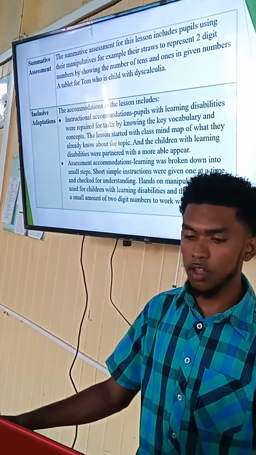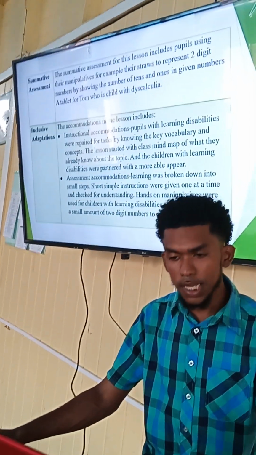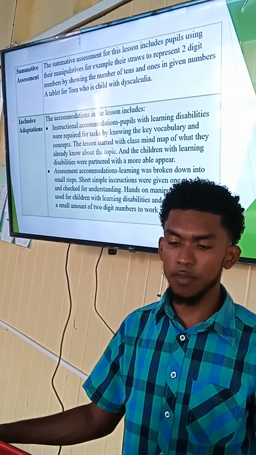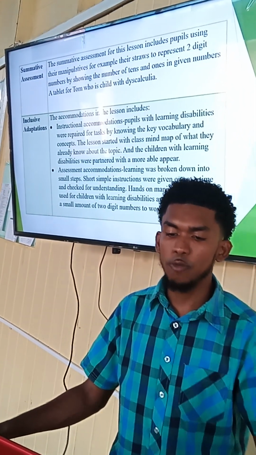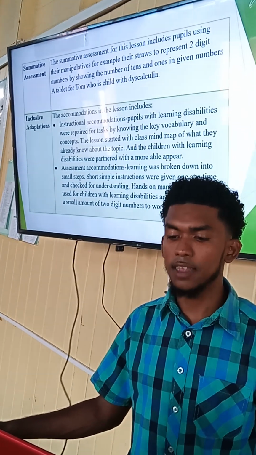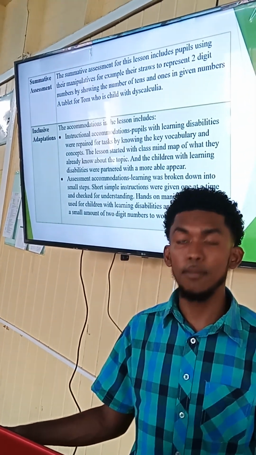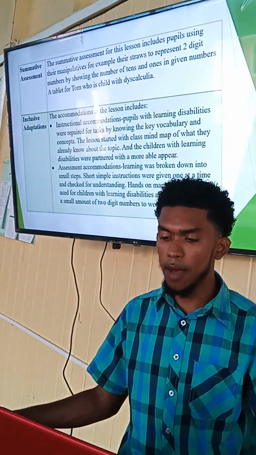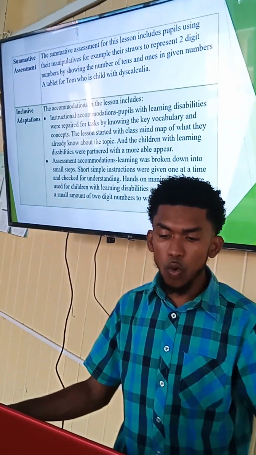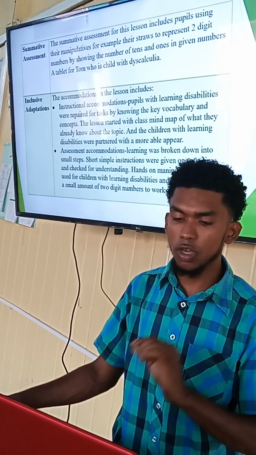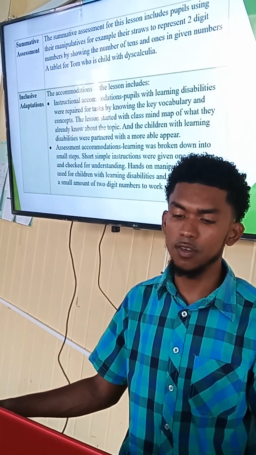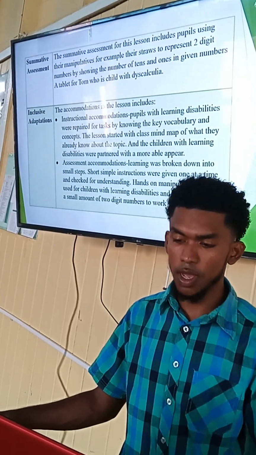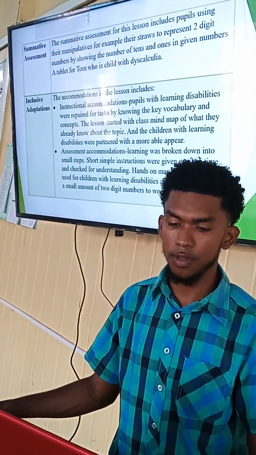The inclusive adaptation. The accommodation in the lesson includes instructional accommodation. Pupils with learning disabilities were prepared for tasks by knowing the key vocabulary and concepts. The lesson started with a class mind map of what they already know about the topic, and the children with learning disabilities were partnered with more able peers.